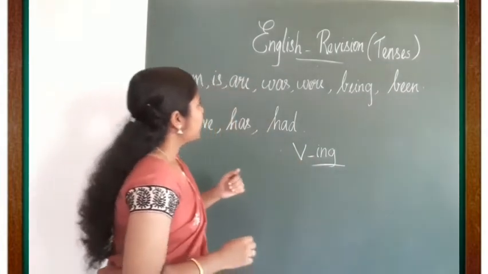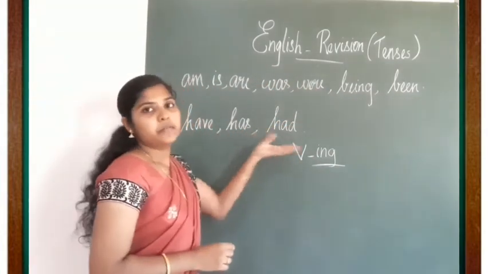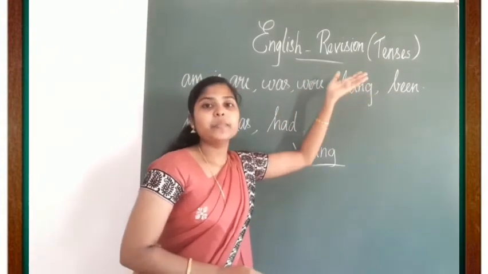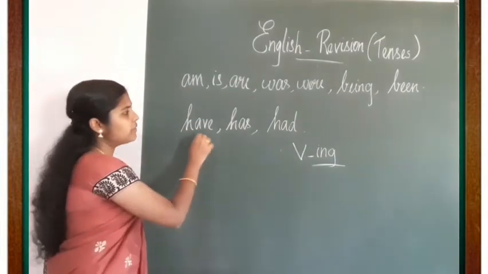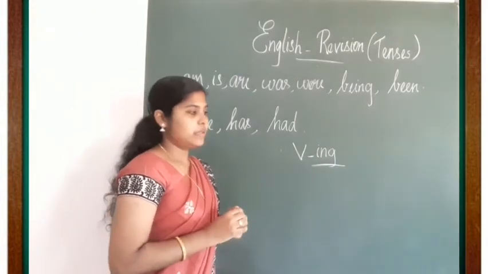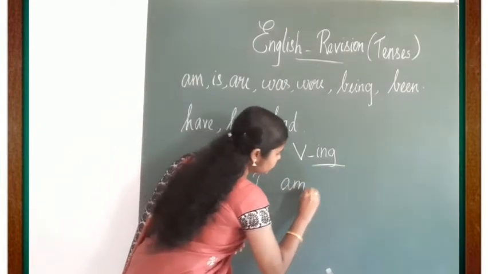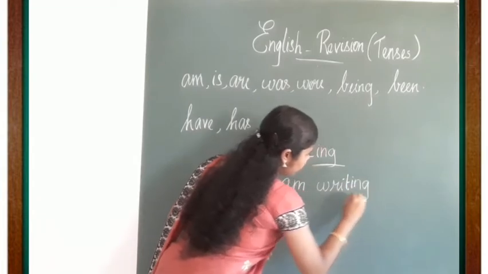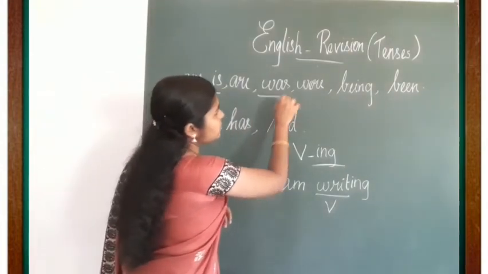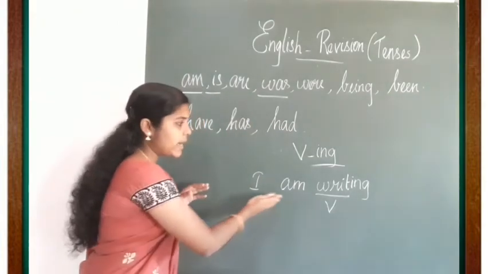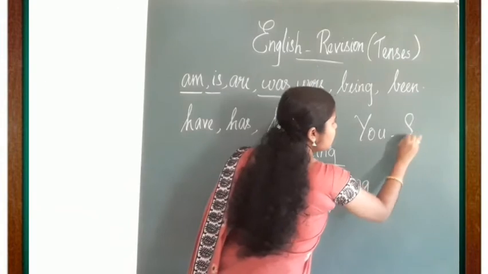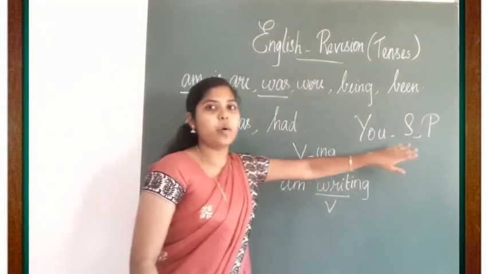Okay. Now come to the be form of the verbs and have forms. So be form of the verbs are am, is, are, was, were, being, been. These are the be form of the verbs. And for have, has and have. Now let's write few examples for continuous or progressive tense. I am writing. Here verb in the ing form. Am, is, was. These are used for singular pronoun. I am writing. You are writing. You can be used as, you is both singular and plural.